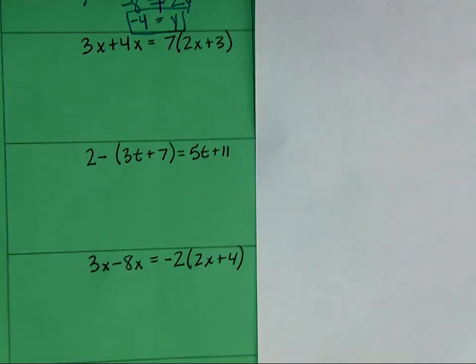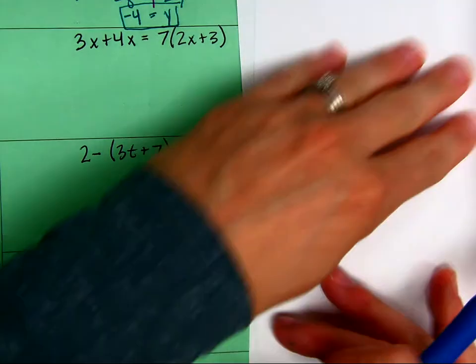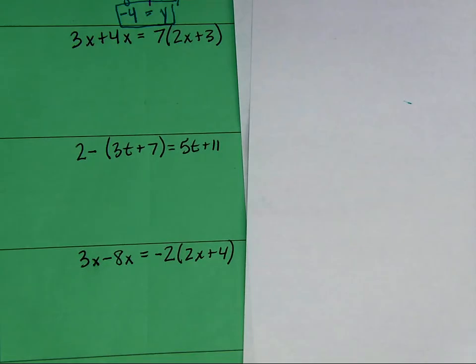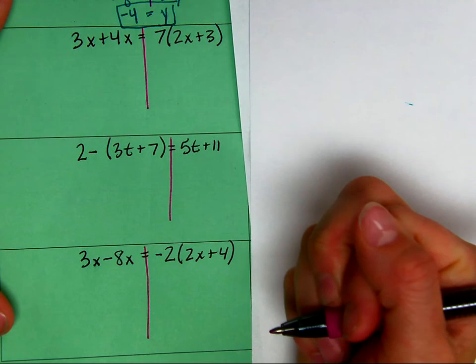Okay, so I got 3 for you to try now. I am throwing some curveballs in there, so be careful when you are distributing. All right, so let's check. So make sure you're drawing that line so your equal sign doesn't move.